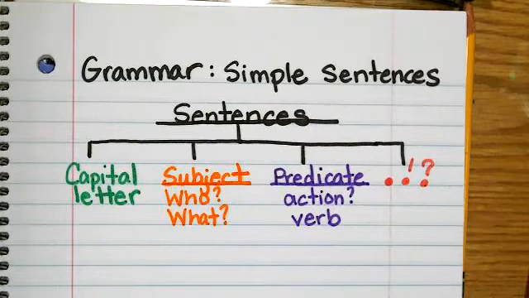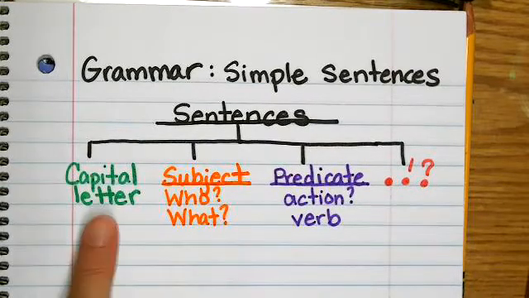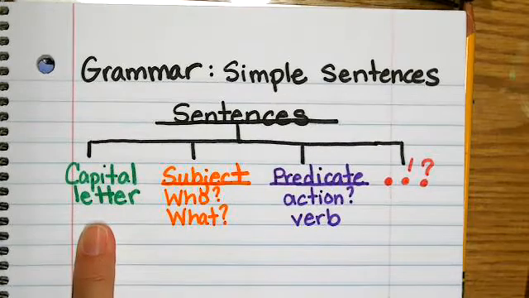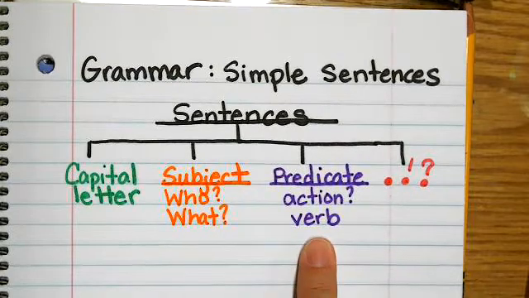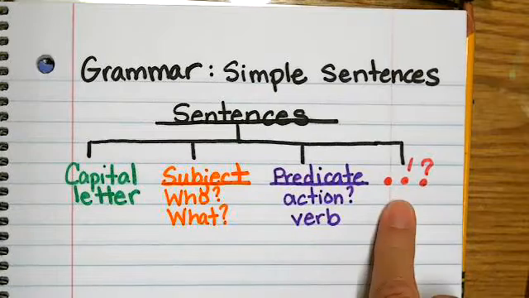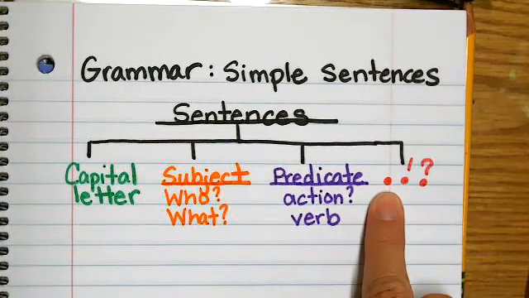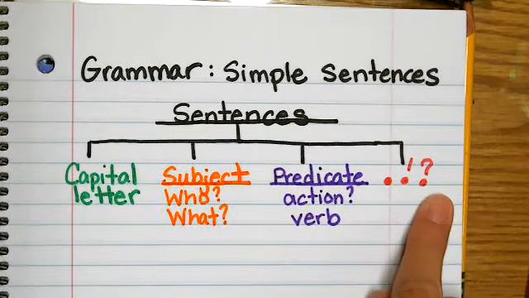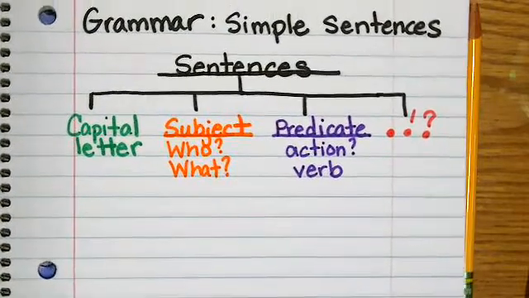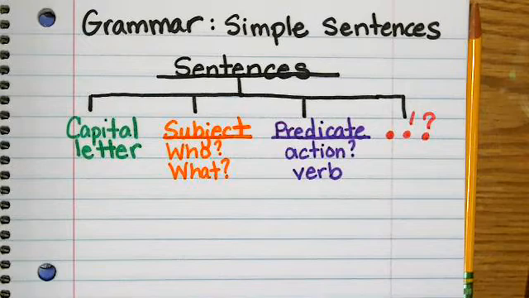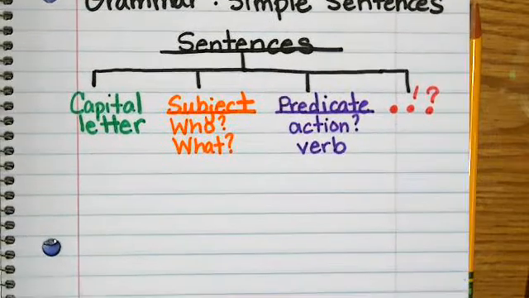So these are all the parts of a sentence that you've been learning since kinder, first, and second grade. All sentences start with a capital letter. All sentences have a subject, which is the who or the what. All sentences have a predicate, which is your action part. This is where you're going to find your verb. And all sentences should end with either a period, an exclamation point, or a question mark. So we're going to go ahead and slide this down. And if I'm going too fast, pause the video, catch up, and then play again.